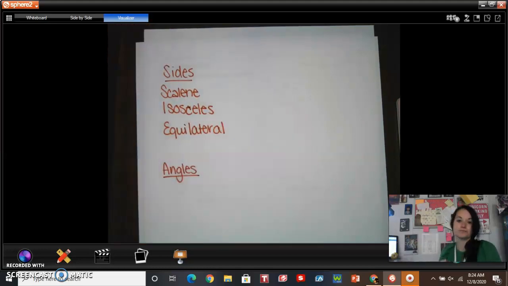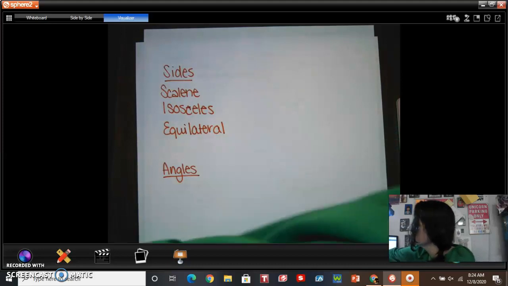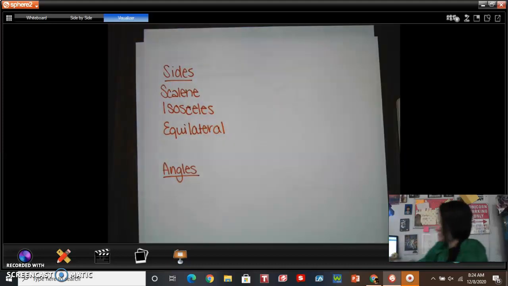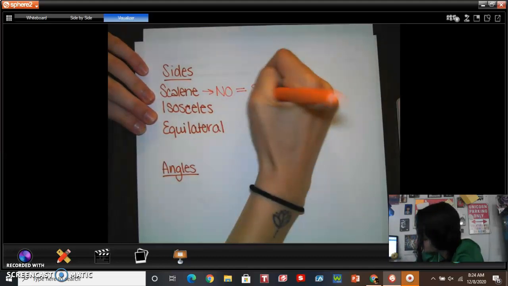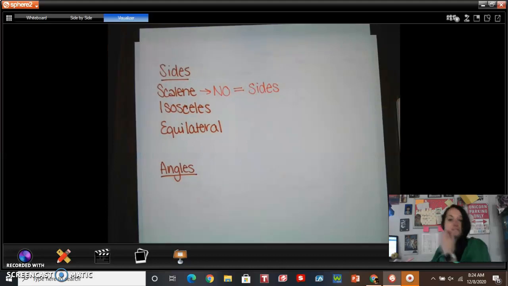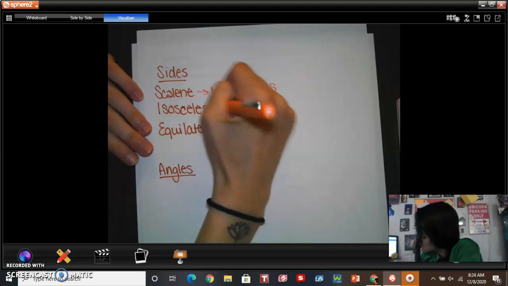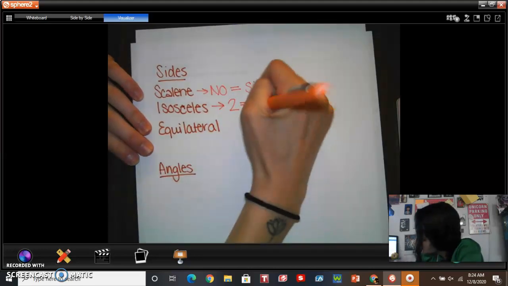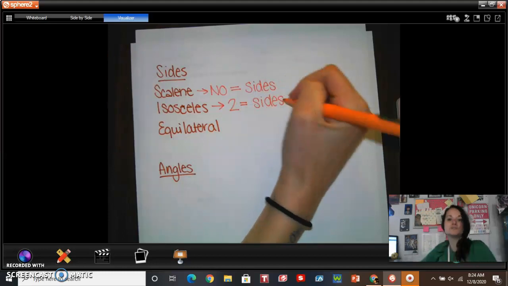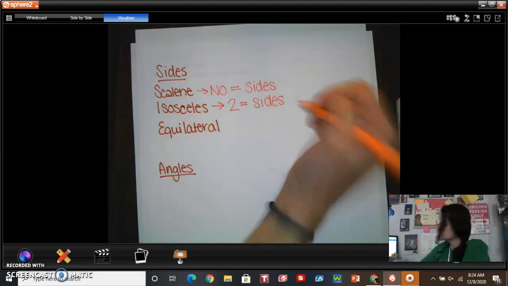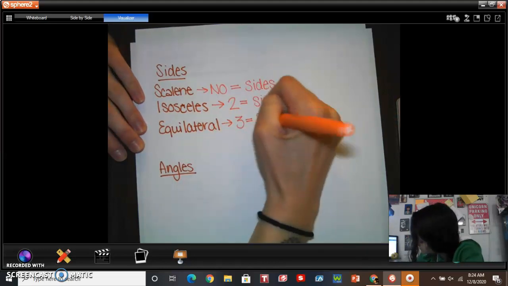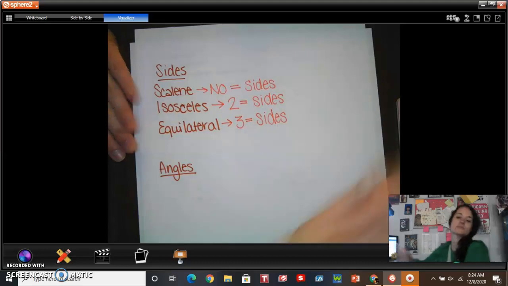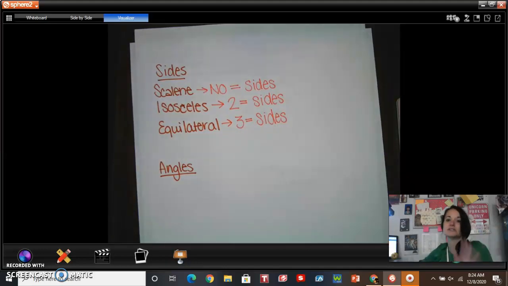All right, so let's discuss these three classifications. If it is scalene, that means that there are no equal sides. Okay, so if none of the sides are the same, it is classified as scalene. If it is isosceles, that means we have two equal sides. So if you have two sides that are the same, that means it is isosceles. And if it is equilateral, that means we have three equal sides. Okay, so if all of them are the same, it is considered equilateral.